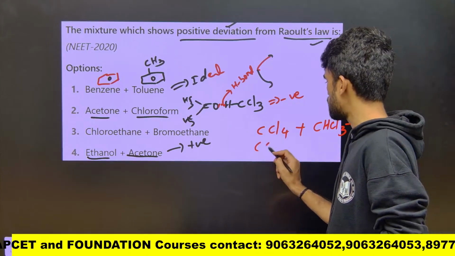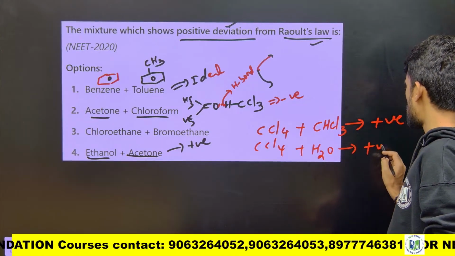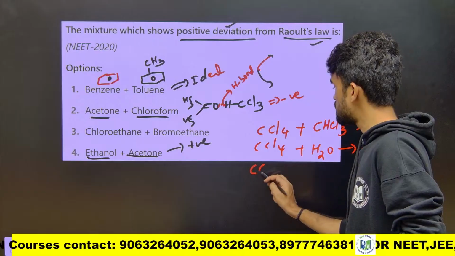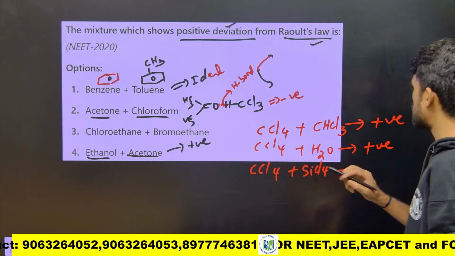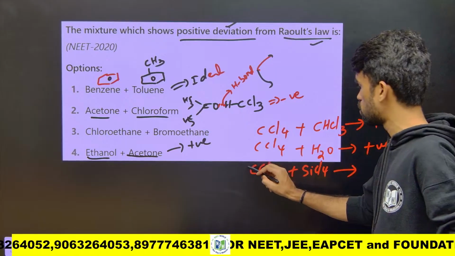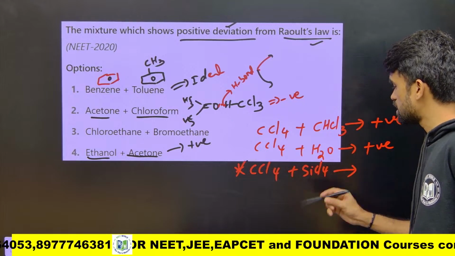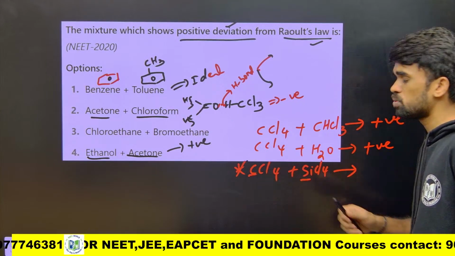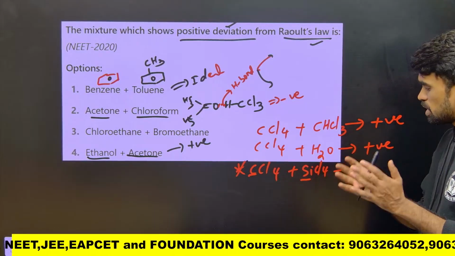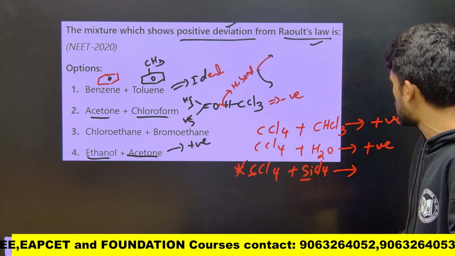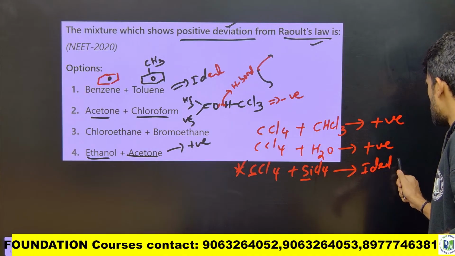Now for CCl4 I am adding water. What will this mixture form? It also forms positive deviation. Now to CCl4 I am adding SiCl4. See, now what will this mixture form? This is important. Look here. Carbon and silicon both belong to the same group, the 14th group elements, so the respective chlorides have almost similar nature. So this will form ideal solutions. It is an ideal solution.